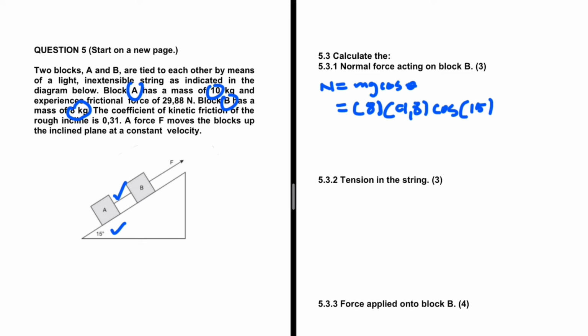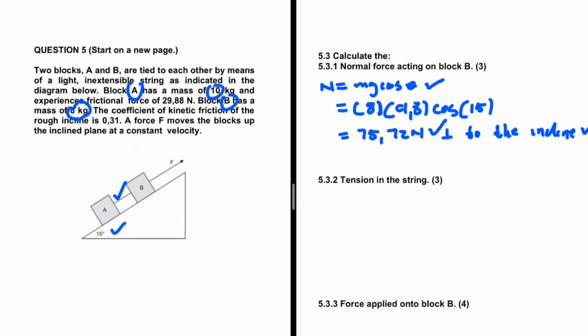Now it's just a matter of putting that in our calculators and we get 75.72 newtons perpendicular to the incline, right? We have to recall that normal force is a force, so it is a vector and not a scalar. That's why we have the magnitude and the direction. That is 5.3.1, nothing complicated. If you don't know where this is coming from, go ahead and watch my video on how to calculate the normal force in different circumstances. Let's take a look at 5.3.2.